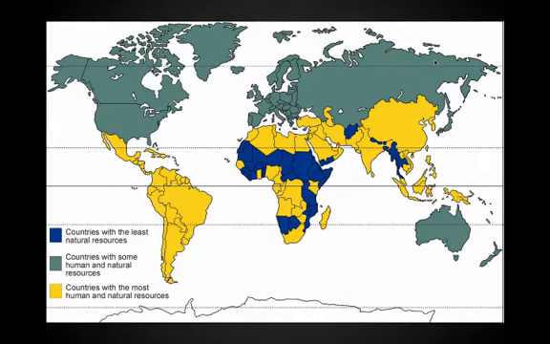The last map shown here is a thematic map. This map is showing the most and least natural and human resources within a country's boundaries. What are some inferences or conclusions you can draw about the relationship between natural resources and production and wealth? Go ahead and pause the video and write down a couple in your notes.